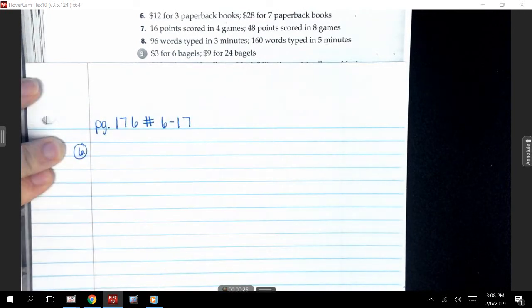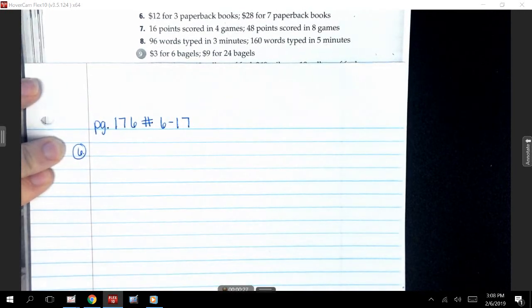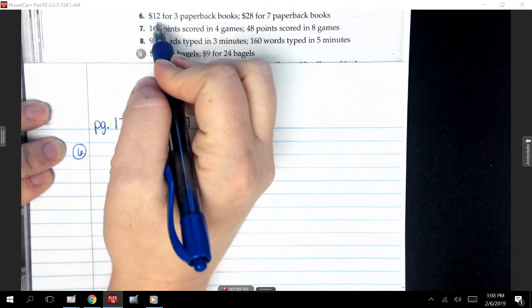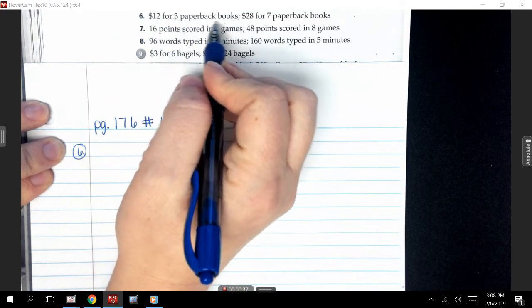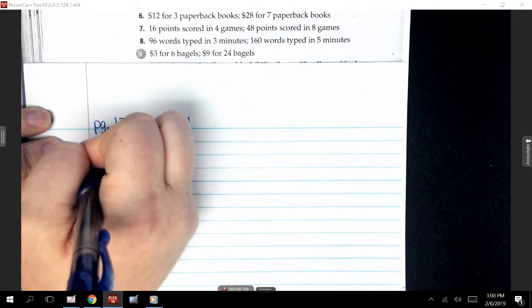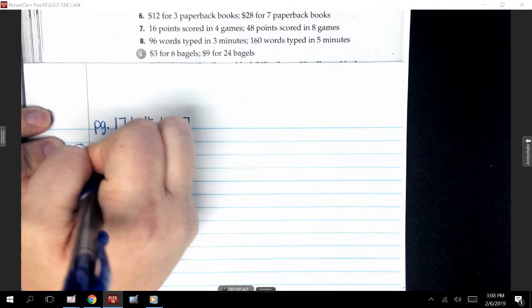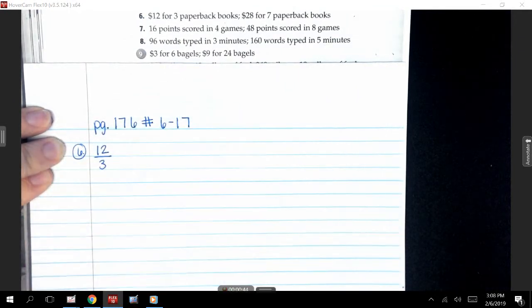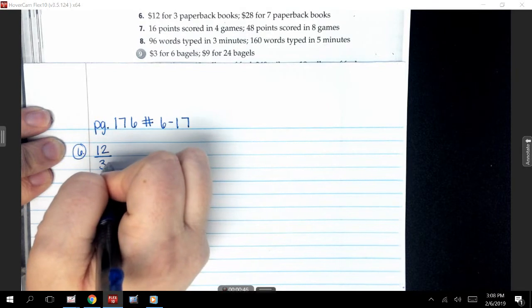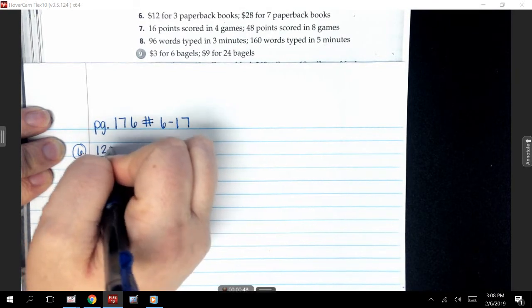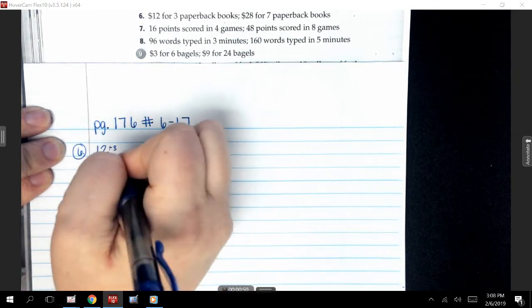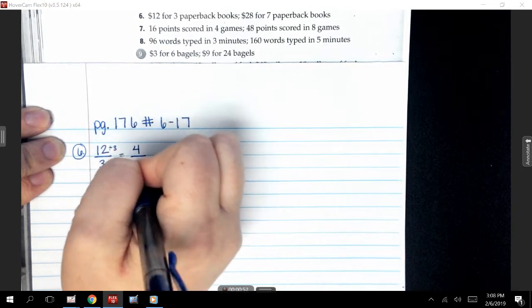All right, so for these problems, we're writing two ratios. We're going to change each of those ratios into a unit rate, and then we're going to be able to compare them. So starting with my first one, I have $12 for 3 paperback books. So we're going to leave that in the order it is. So I'm just going to do 12 on top, 3 on the bottom. In order to work that out, we do need to divide both of these by 3. So that's going to give me 4 on top and 1 on the bottom.